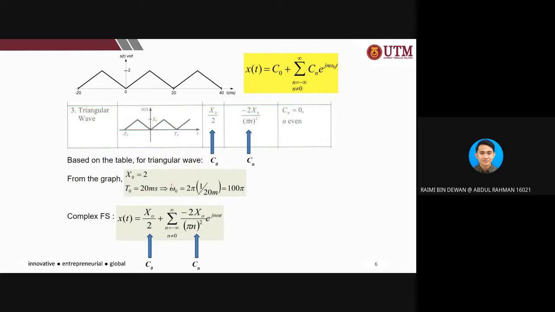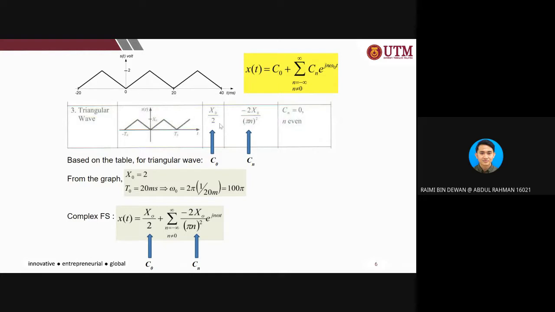If you guys don't know this, please refer to Google. Actually, this is learned from secondary school: the relation between period, frequency, and omega. Okay, and then this is the complex Fourier series given by the table. So you know that this is your C naught and this is your Cn.